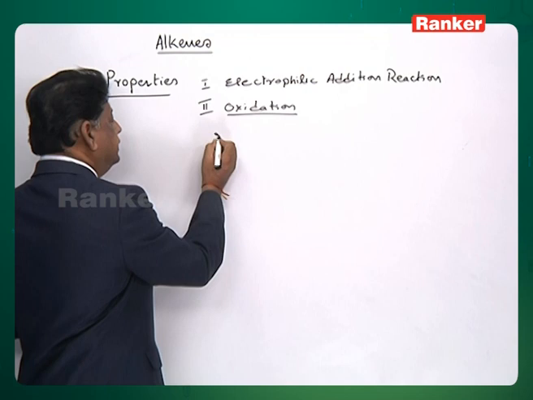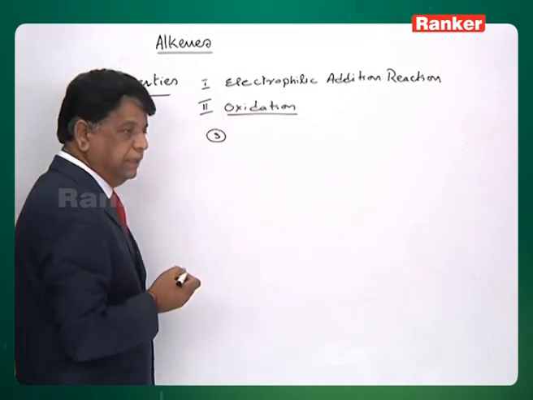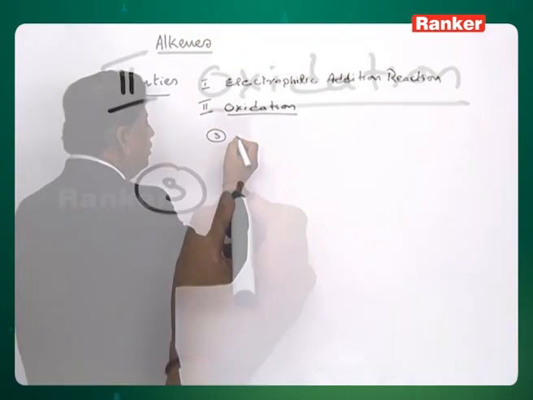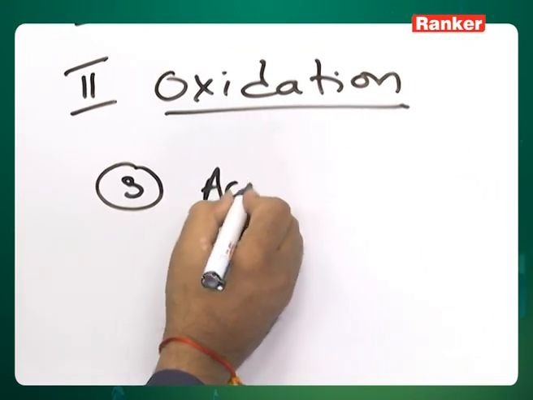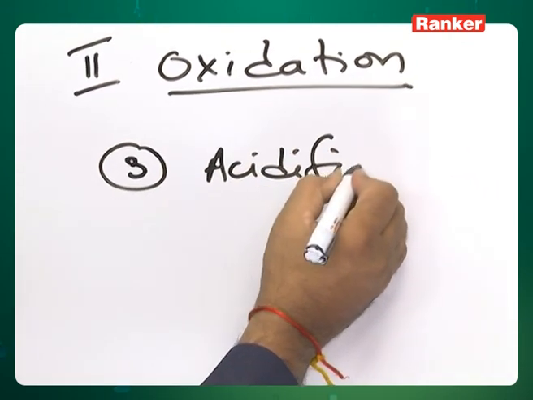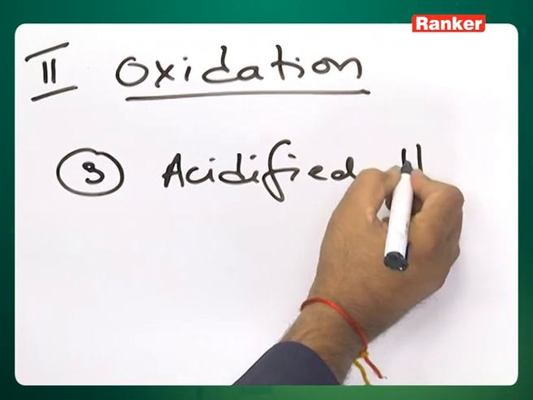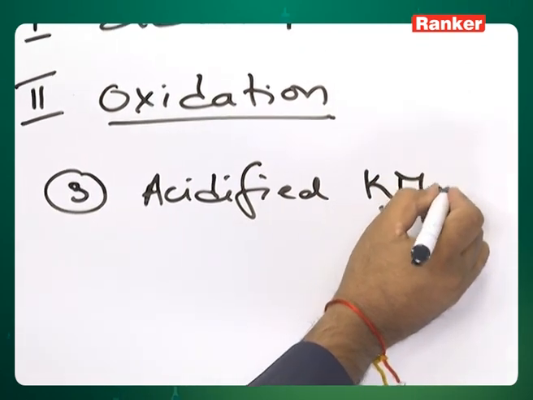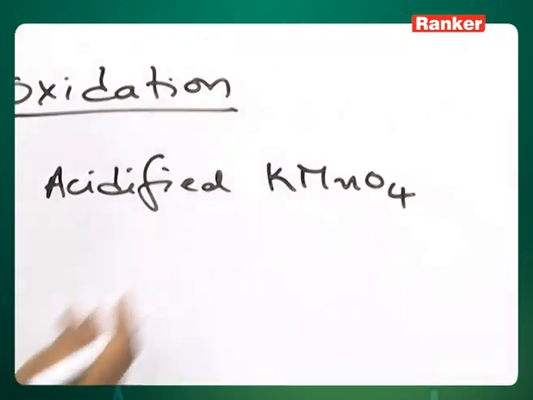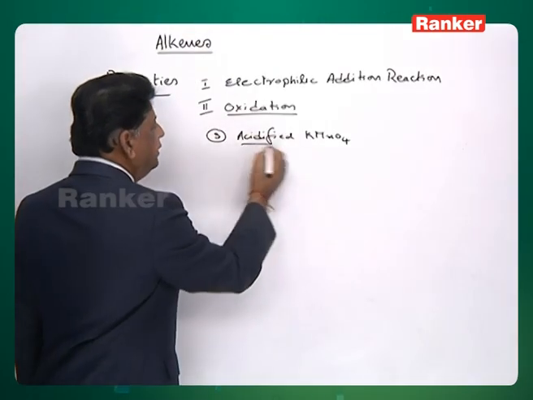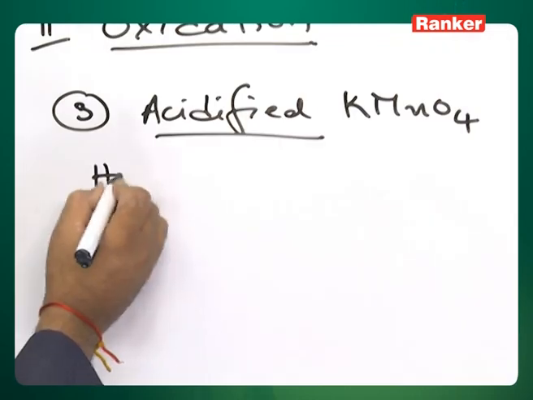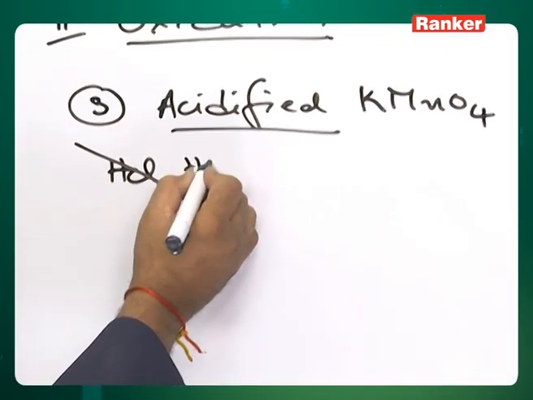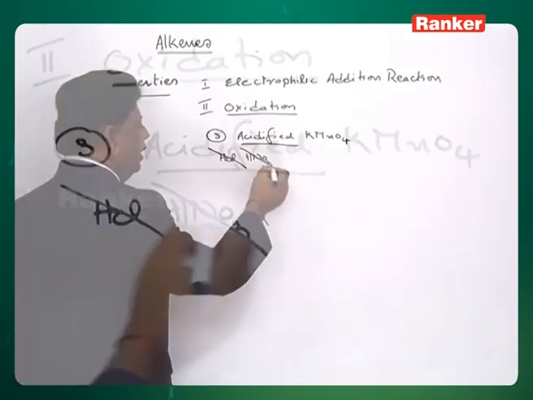In oxidation, there is another type of oxidation, permanganate with acid, that is called acidified KMnO4, acidified permanganate. Acidified means sulfuric acid, not HCl specifically, not HNO3. These two should be avoided.